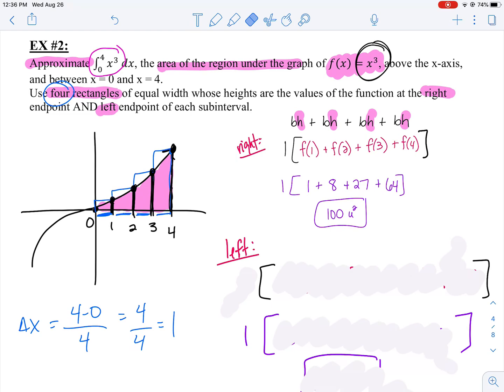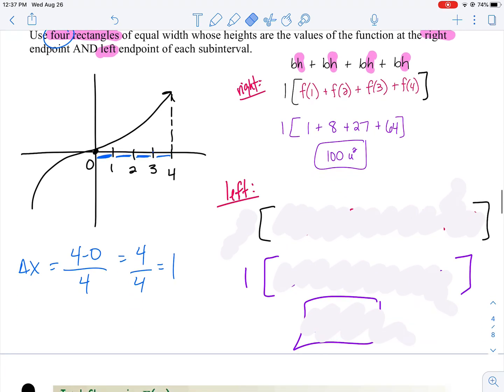What happens then if I use left endpoints? Let's see if I can erase this without erasing my whole graph. Okay, so we're back to our original graph, still an x cubed graph, but instead of using right endpoints, let's go ahead and use left endpoints. We're still covering the same interval from 0 to 4, so that's 4 total. We still want 4 rectangles, so if I take the 4 units and divide it into 4 rectangles, I know each one is going to be 1 wide, so my base is still 1.